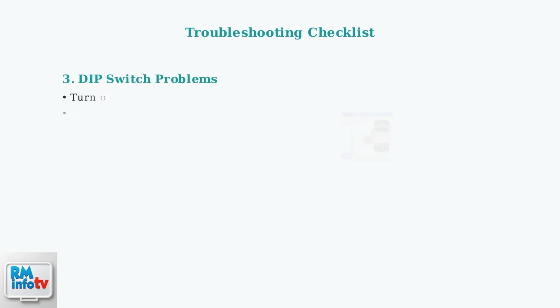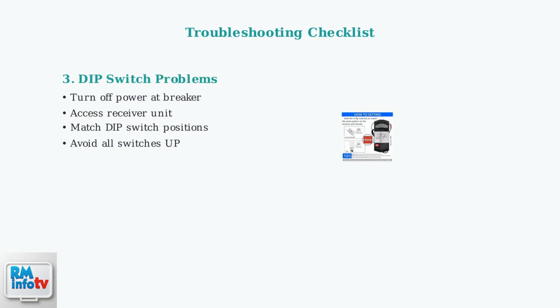For dip switch problems, turn off power and access the receiver unit. Check that the dip switches on both the remote and receiver are set to identical positions. Avoid setting all switches to the up position.